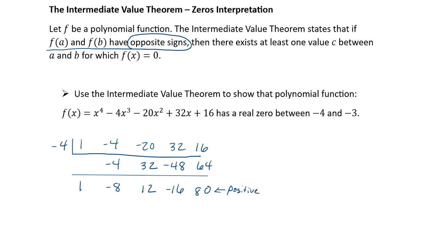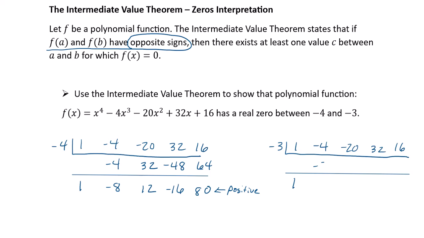Let's see for the next one, if I run -3 through the synthetic division process, what happens? -3, -7, 21, 1, -3, 29, -87, and -71. Our remainder here is negative.